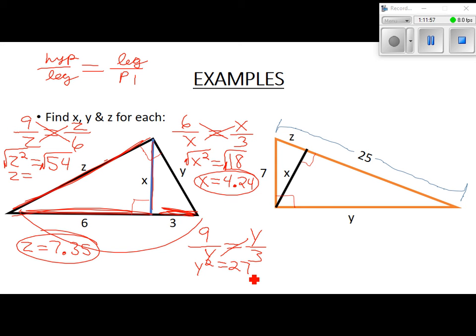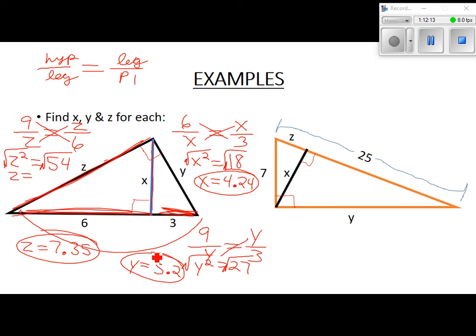Otherwise, you're probably never going to understand any of this. What's Y? Y is 5.2. 5 point what? 2. Is that too difficult? No.